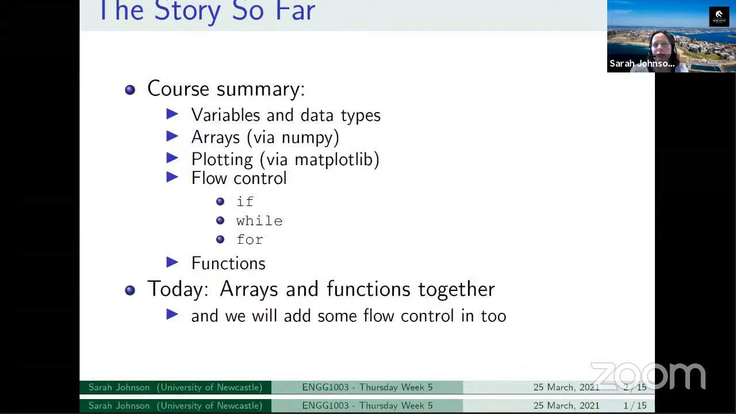Okay, so the story so far in ENGG1003, we've talked about different kinds of variables and data types in Python. Then we talked about arrays, which is a vector of more than one element of data that we might want to work with. And we've used a library package NumPy in order to work with those arrays. We've done some plotting via matplotlib, another library that's very useful in this course.